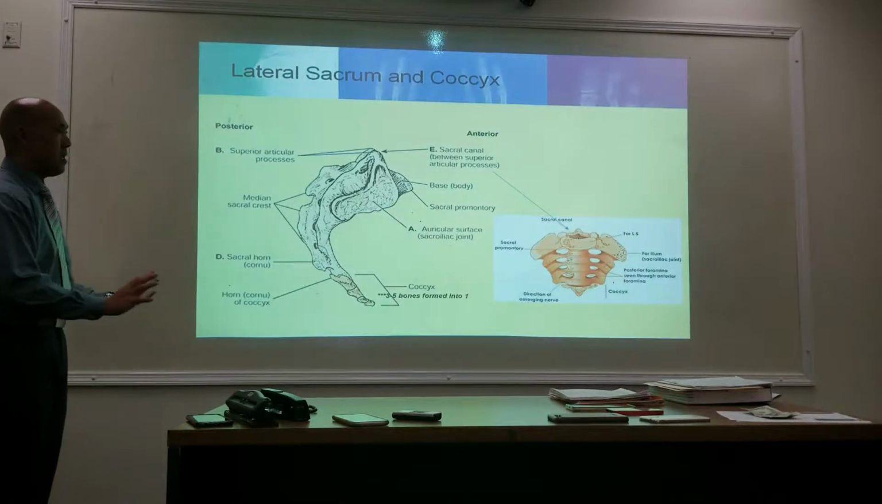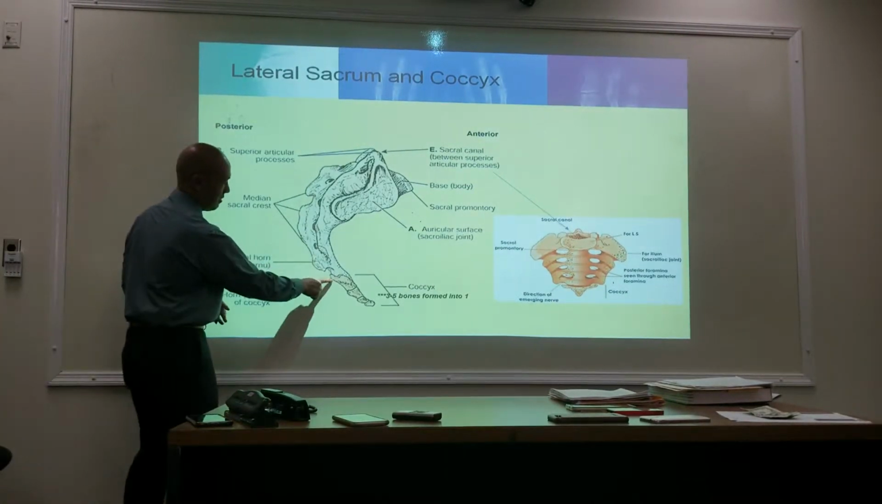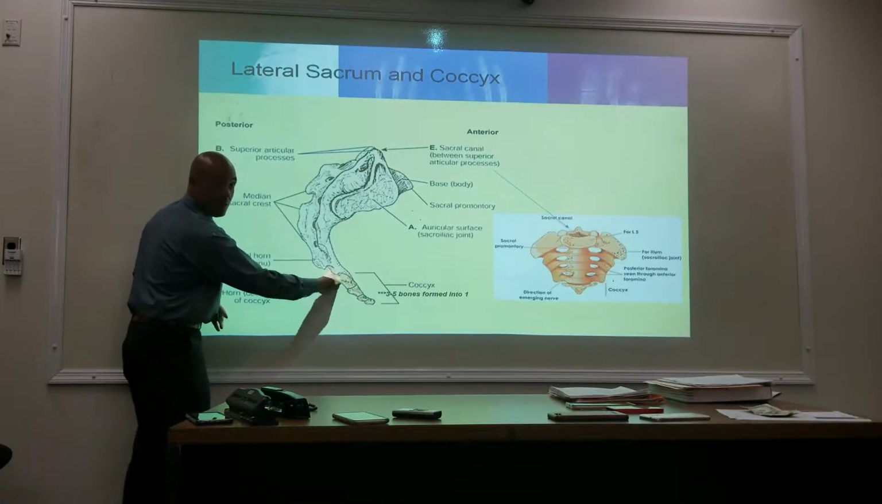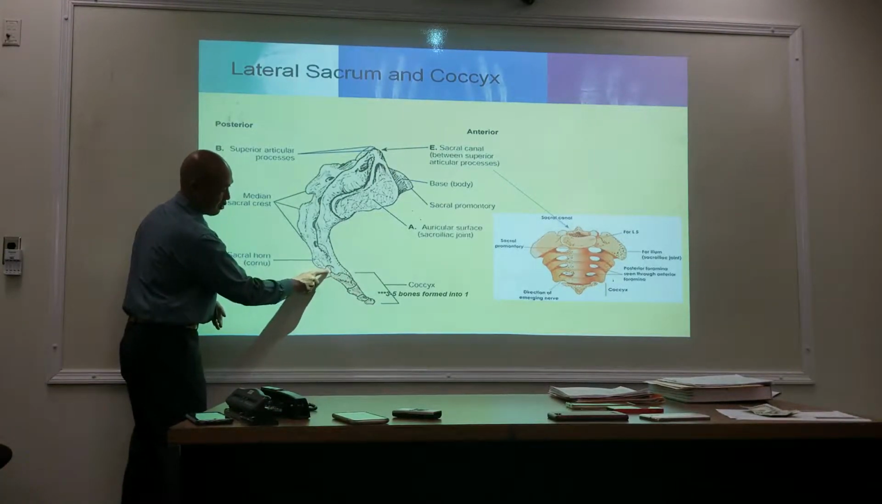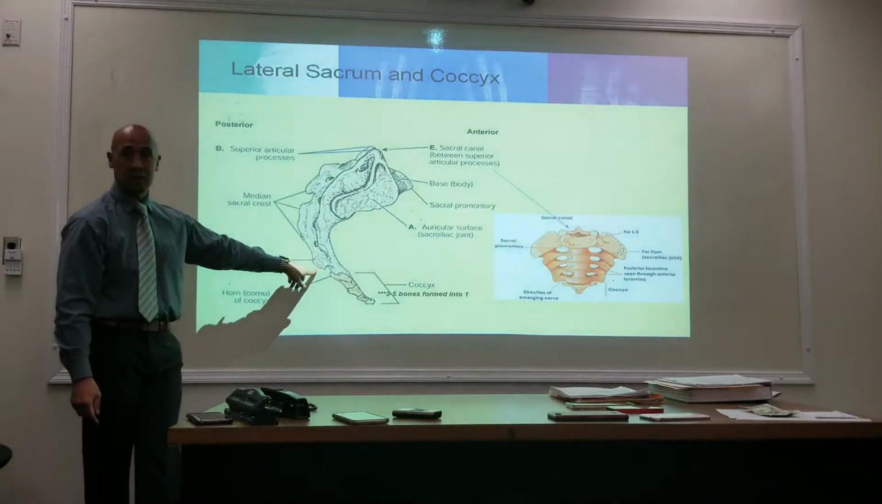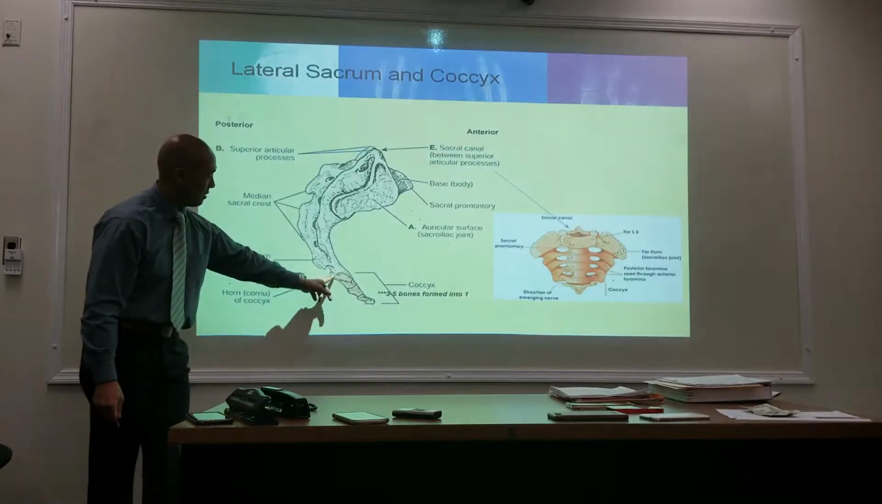So when you straighten out the tailbone, this little horn right here actually fits right inside that little crevice. Fits right in there, right underneath the horn of the sacrum. So the horn of the coccyx fits right in there.